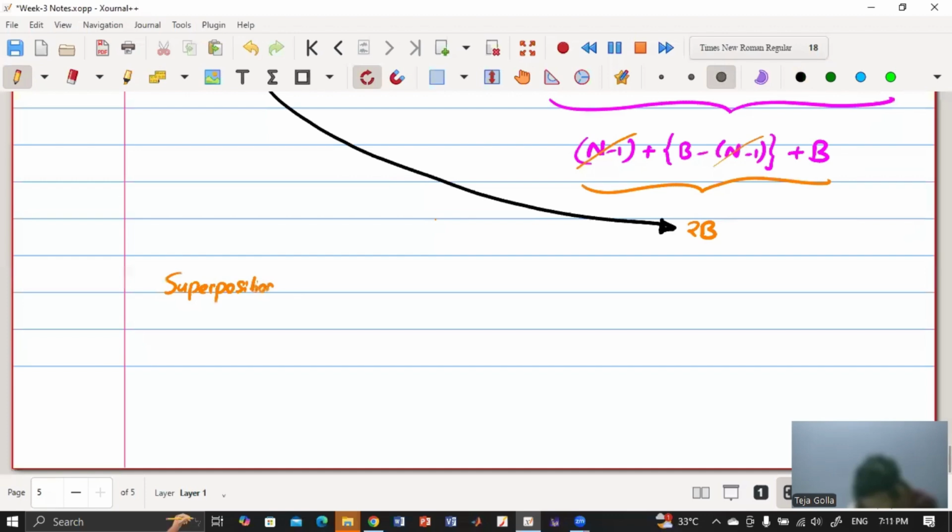What does the superposition theorem say? First of all, it is applied only to linear elements. So if there are multiple sources in a circuit, you can consider one at a time, and you can combine the solution. You can add up the solution. So, the effect of multiple sources.